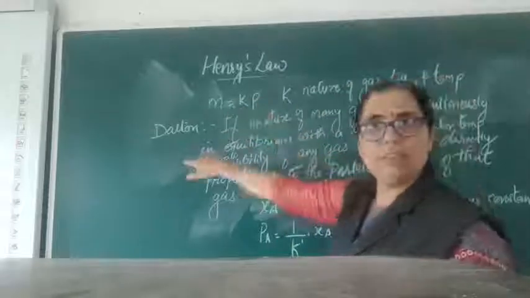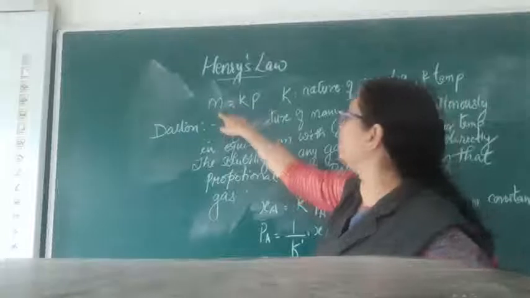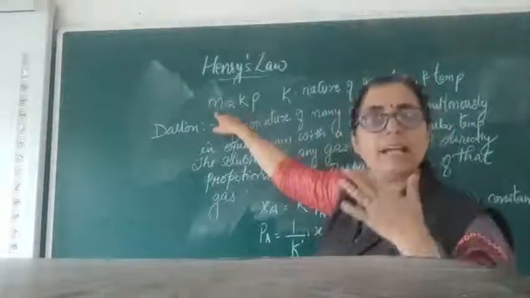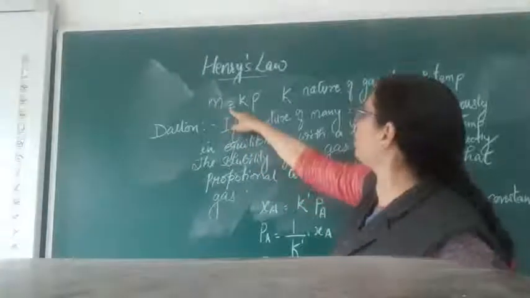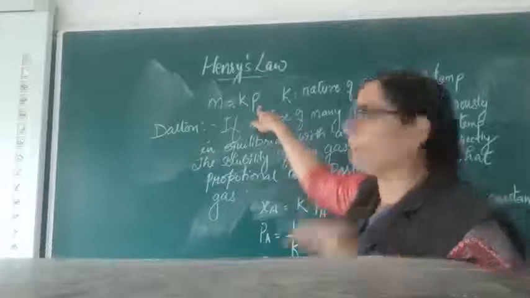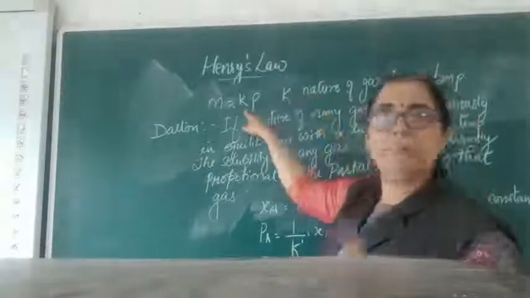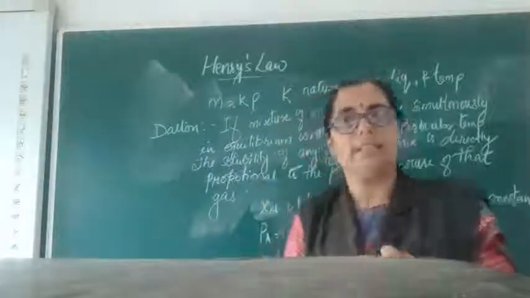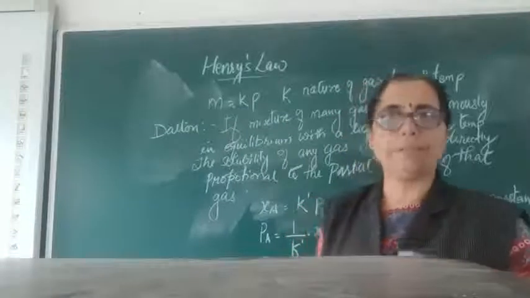Before going to Dalton's explanation, here I missed one point. According to Henry's law, the mass of gas is directly proportional to the pressure applied on the gas at the stage of equilibrium. K is the proportionality constant. This K depends upon the nature of the gas, the nature of the solvent and the temperature. You have to keep this in mind.